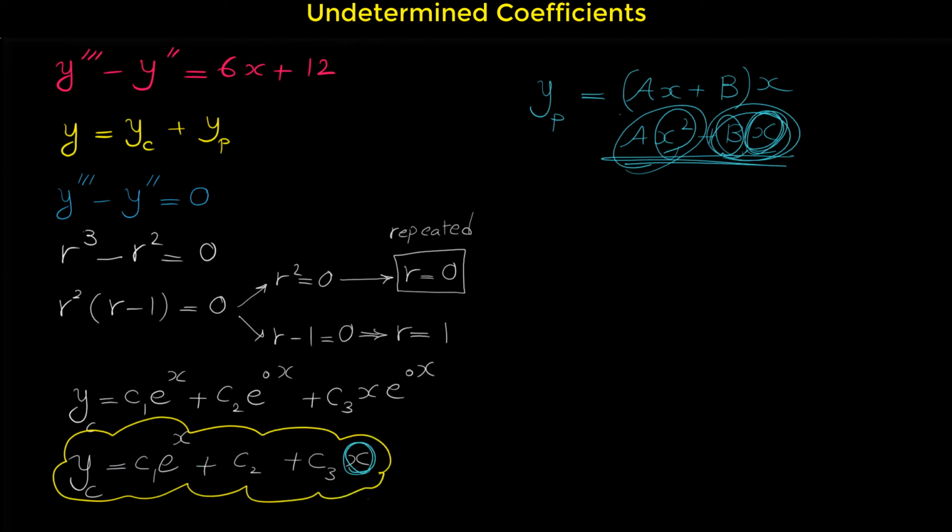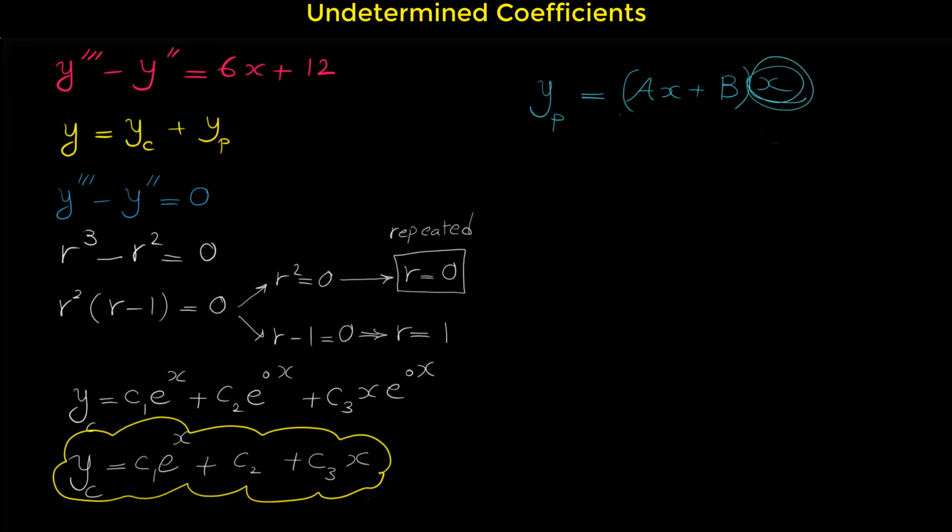So still, by multiplying x here, we have duplication. So x is not useful here. We have to multiply by a greater degree of x. So x to the 1 doesn't work, multiply it by x². If x to the 2 doesn't work, multiply by x³, and so on, till nothing here duplicates here.